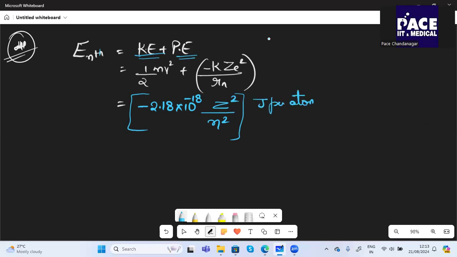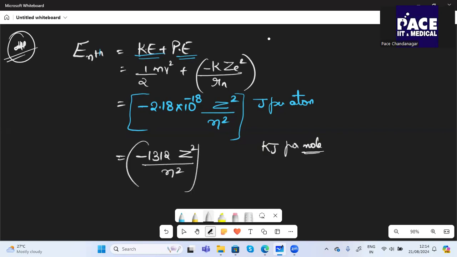Now, in case it is not joules per atom, and I want it in kilojoules per mole, what do I mean by mole? Mole is nothing but Avogadro number of particles together. So this much per atom times Avogadro number, which is 6.022 into 10 power 23 atoms, together gives the answer as minus 1312 z square by n square. Everywhere it is z square by n square, because it is the variable part for whichever electron, whichever element, in whichever orbit.